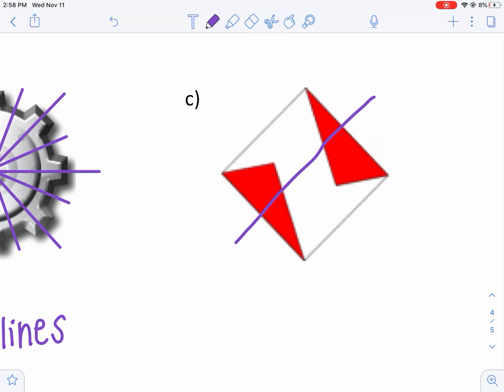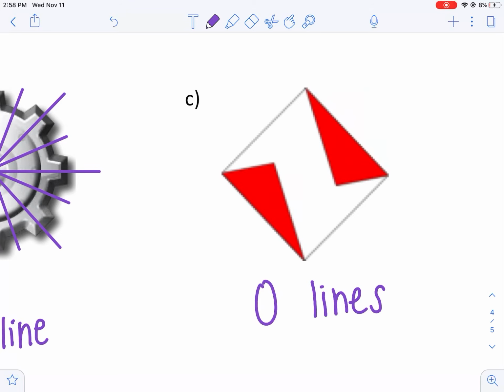What about this guy? Drawing these lines, do they match each other on opposite sides? Nope. Nope. Nope. Looks like 0 lines of symmetry to me.